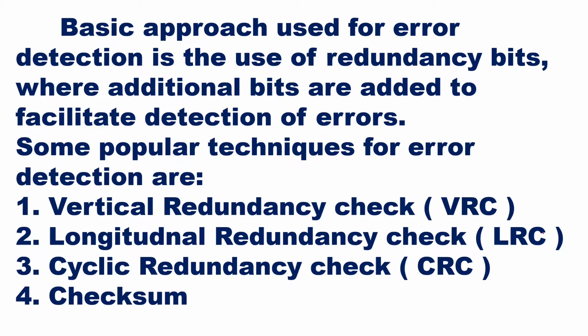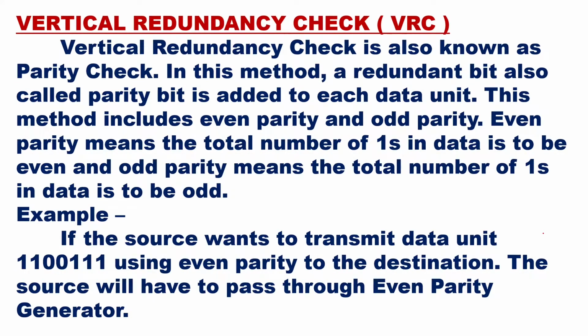First we'll start with vertical redundancy check, VRC. Here, first we'll see the theory of VRC, and then we'll take an example where you will understand what VRC is. Vertical redundancy check is also known as parity check. In this method, a redundant bit, also called a parity bit, is added to each data unit. This method includes even parity and odd parity. Even parity means the total number of ones in the data is to be even, and odd parity means the total number of ones in the data is to be odd.